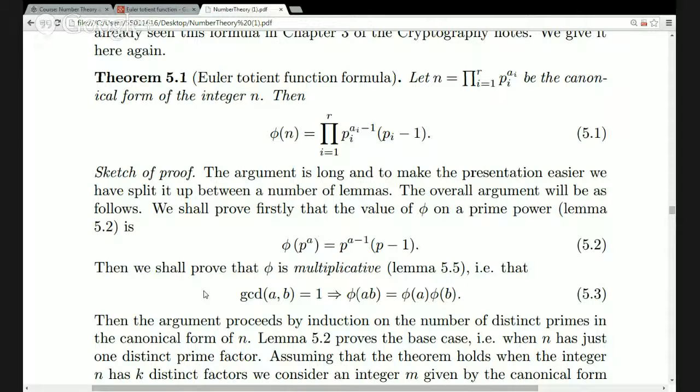Is that okay? So we're going to do an induction proof on r, the number of distinct primes in the factorization of n. The base case for that induction is when r equals 1, when n is a number like this, just a power of a prime. We'll prove that result directly, immediately after this discussion. Then we have to prove that phi is multiplicative. This is like the induction step, showing that you can always add an extra prime factor and an extra prime power into the formula, and it will keep the structure intact.